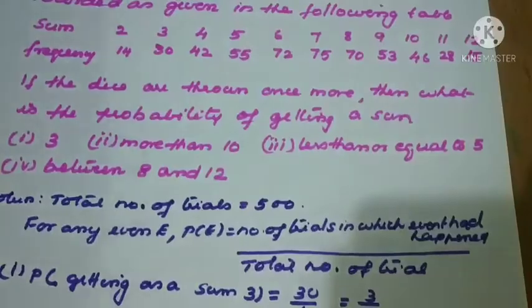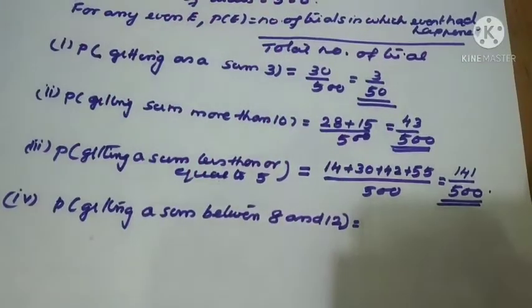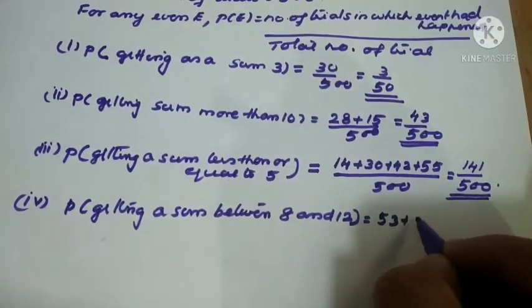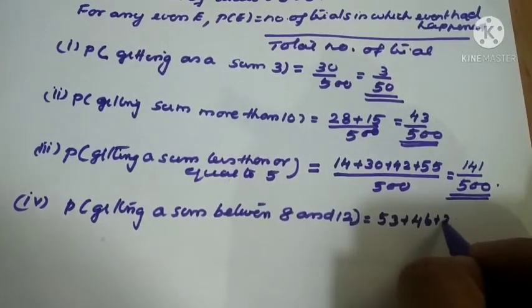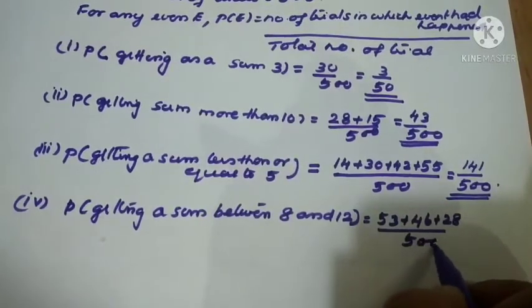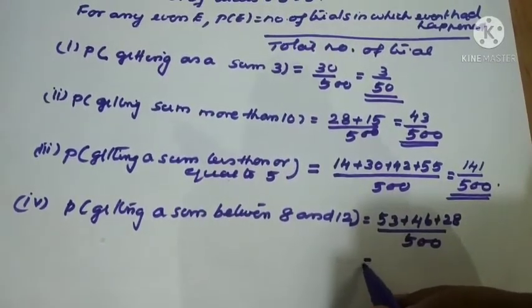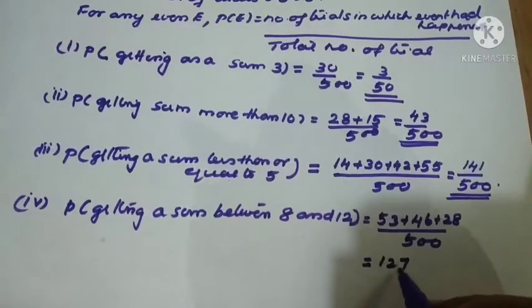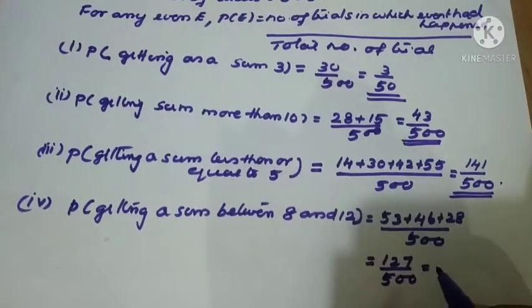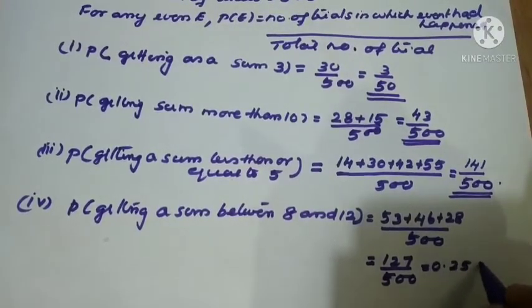Now let us write the solution. 53 plus 46 plus 28 divided by 500. That means it is equal to 127 by 500, or we can write 0.254.